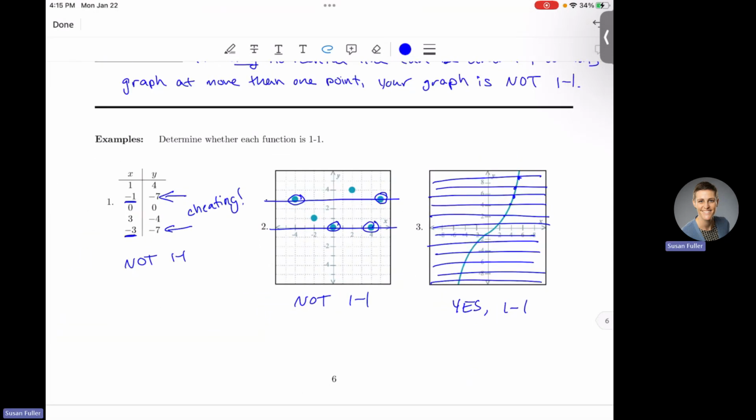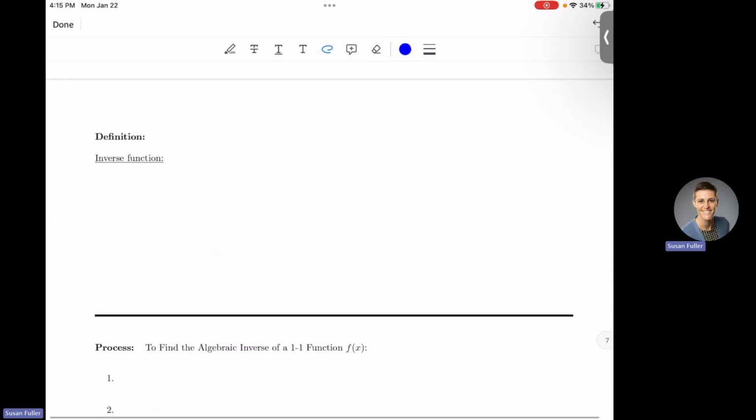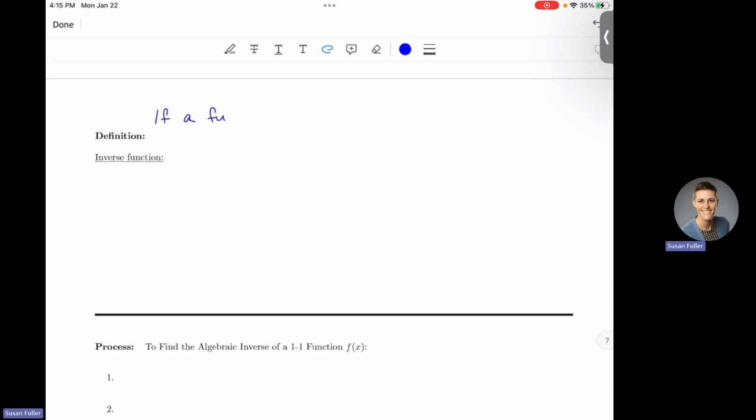Okay, so that's what one-to-one means. Now, why do we care? Well, we care because if a function is one-to-one, then it has an inverse. That's really why we care about one-to-one. If you have a function that is one-to-one, then that function has an inverse function.